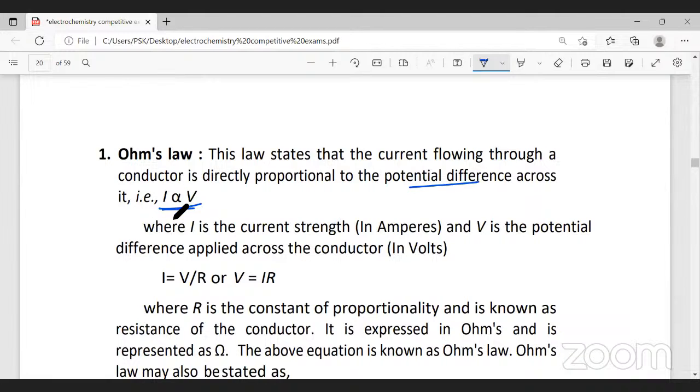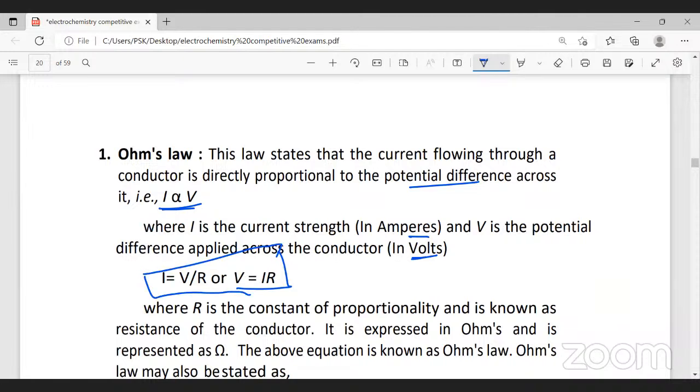Potential difference is otherwise called voltage across it. Where I is the current in amperes and V is the potential difference in volts. If you remove the proportionality sign, we give a proportionality constant. So I will be equal to V by R, or V is equal to IR. This is the mathematical representation of Ohm's law.